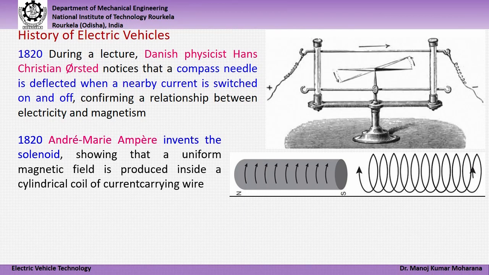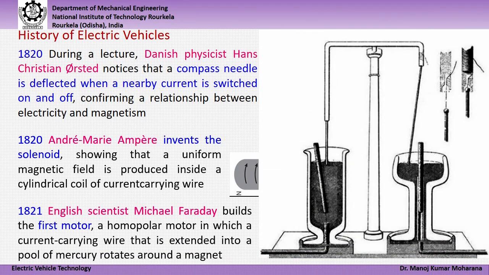So, in the same year, Ampere invented solenoid, showing that a uniform magnetic field can be produced inside a cylindrical coil that carries current in a wire. In the next year, English scientist Michael Faraday built the first motor, a homopolar motor, in which a current carrying wire that is extended into a pool of mercury that basically rotates around a magnet, as you can see here in this photograph on the right hand side.